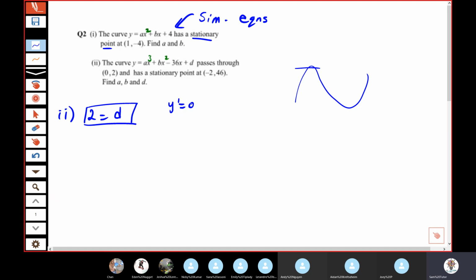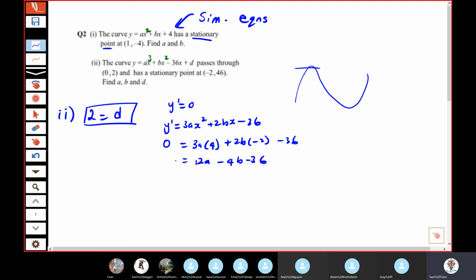So we know y dash equals 0, which means y dash equals 3ax squared plus 2bx minus 36. Again, what does y dash equal to? 0. What does x equal to? -2. So it should look like this. Something like that, and then we'll fix this up. We get 12a minus 4b minus 36 equals 0. Again we can see two missing letters. We know it's going to be a simultaneous equation.